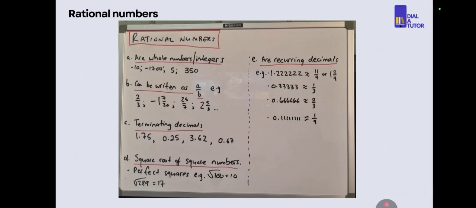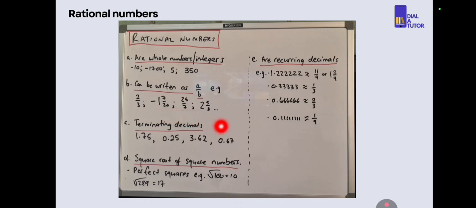So here in detail we have rational numbers. Rational numbers are whole numbers or integers, which can be negative or positive, as you can see, from -10 all the way to 350. Rational numbers can be written as A over B, as a simple fraction, as a mixed fraction with a negative, as an improper fraction, or as a mixed fraction with a positive.